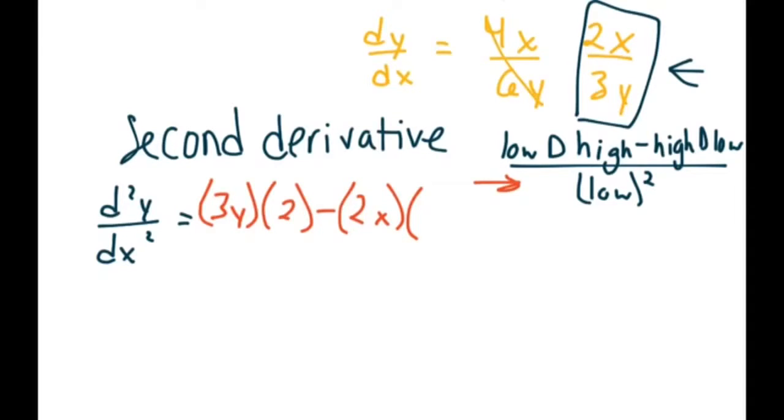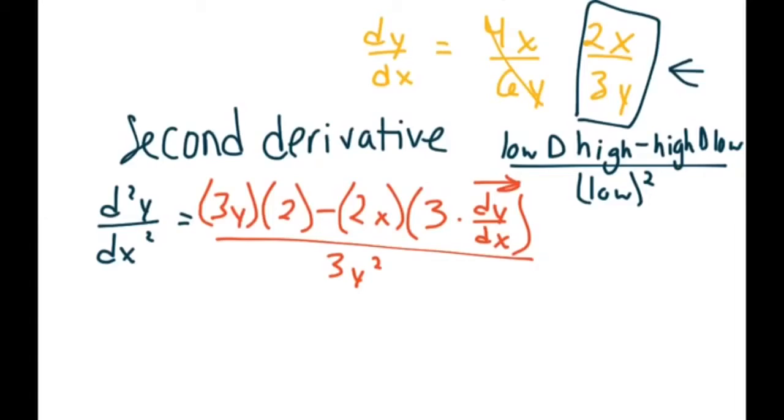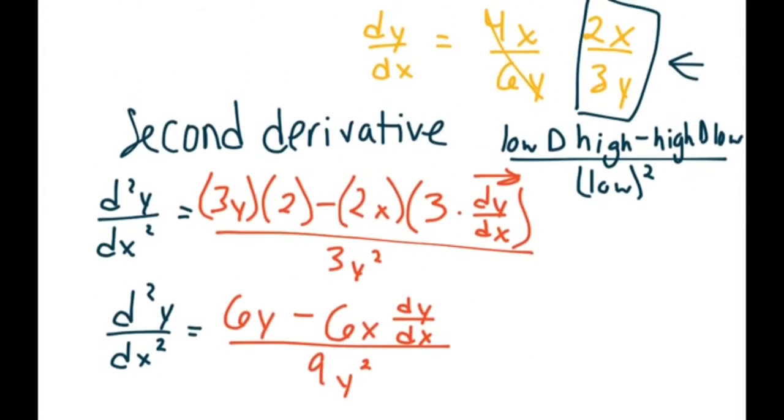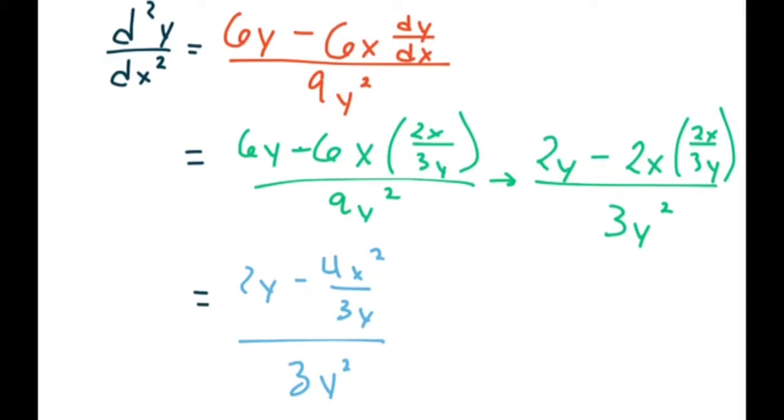So it's the derivative of 3y. So it would be 3 times, and when you're doing a derivative of y, it would be dy over dx, and then over low squared. That would give you 3y squared. So after this, you would plug in the dy over dx that you got from the first part. So you would first plug it in right here at this step, and then after that, you would simplify. So you divide each term by 3, and then this is what you would get right here.